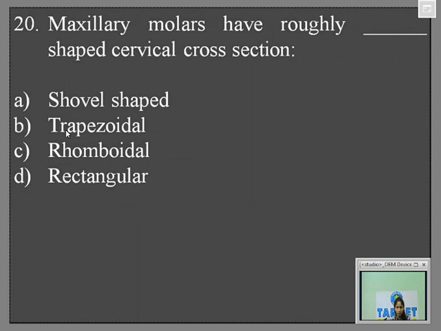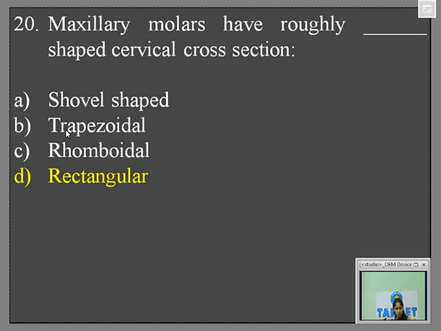Maxillary molars have roughly what shape of cervical cross section? Next question, the 20th. Maxillary molars have roughly what cervical cross section? Here the answer is wrongly printed as rectangular, it is rhomboidal. Please note the answer to the 20th question is rhomboidal. This is from Cohen. Your Grossman gives you rectangular, but actually maxillary molars have roughly a rhomboidal shape with rounded corners.